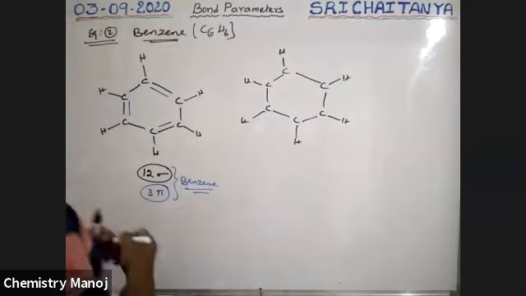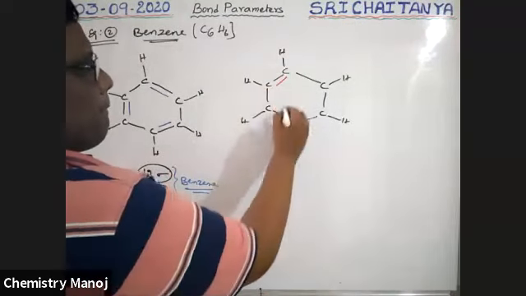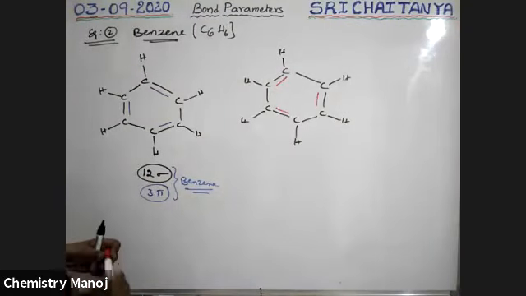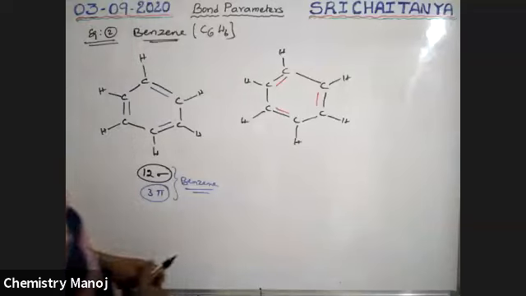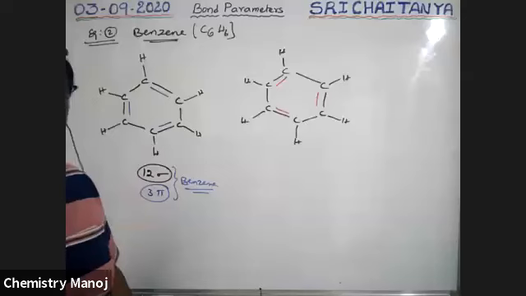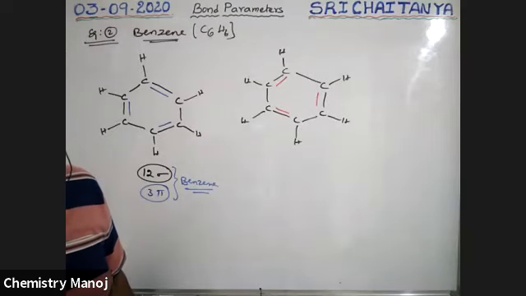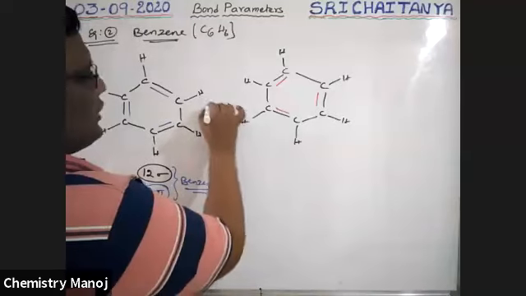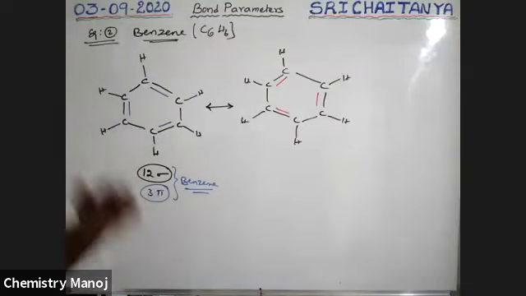Now the pi bonds are here. Now the pi bonds are there. So see boys, is there any change in the position of carbon atoms or hydrogen atoms or sigma bonds? No change here. But pi bond positions are changed. Check it. Am I correct? Yes. So that's why these two are resonance structures.